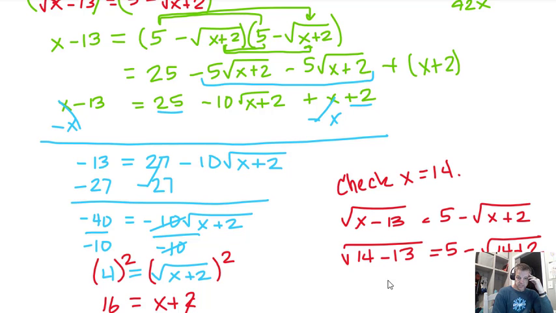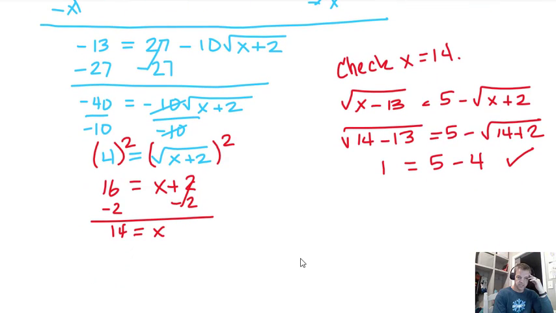All right, square root of 14 minus 13 is square root of 1, or just 1. And then I have 5 minus, and 14 plus 2 is the square root of 16, which is 4. And so this does check out. So x equals 14 is the correct solution.